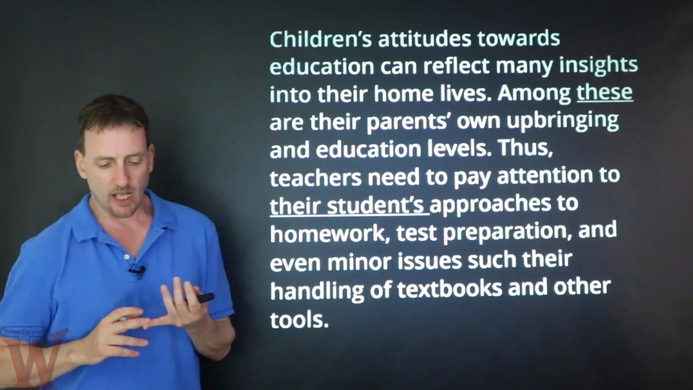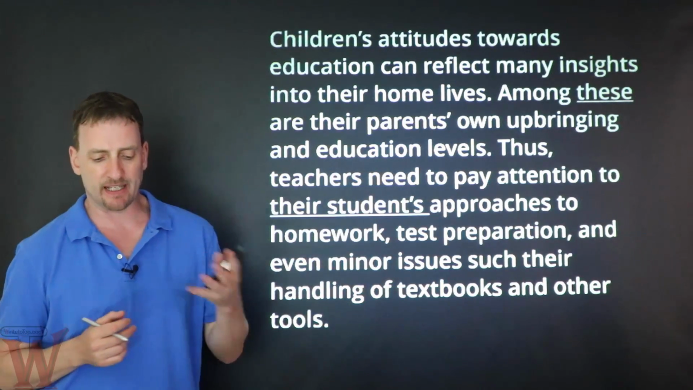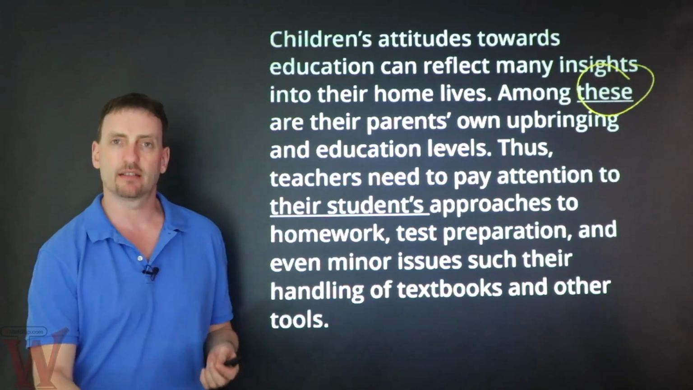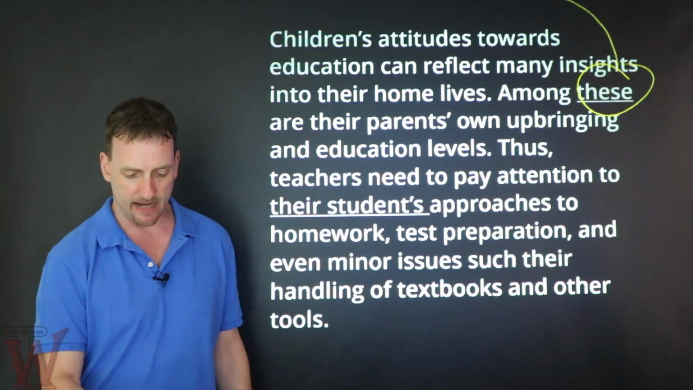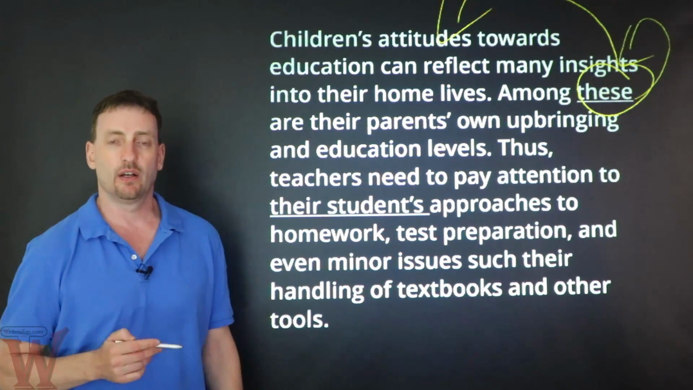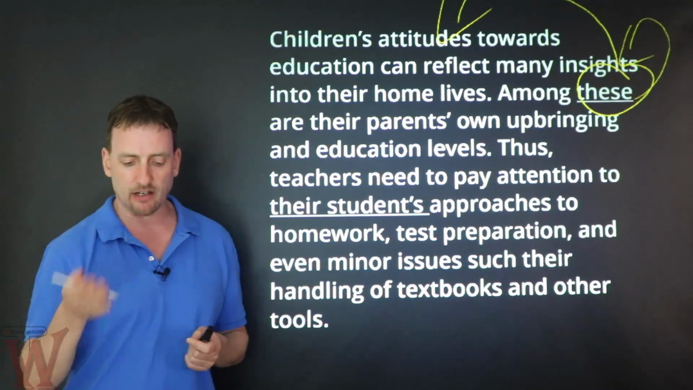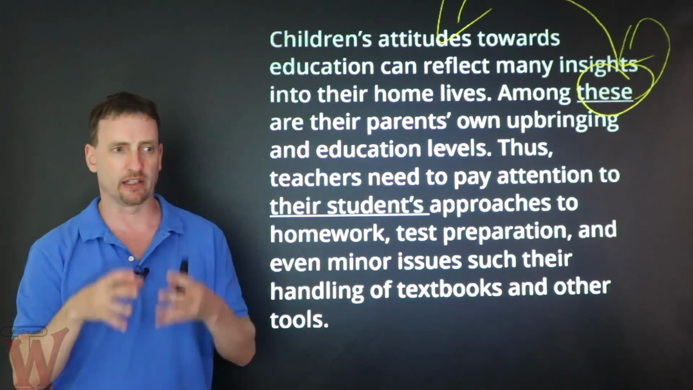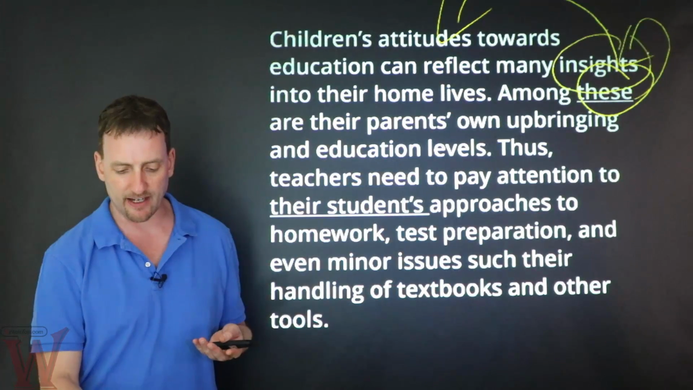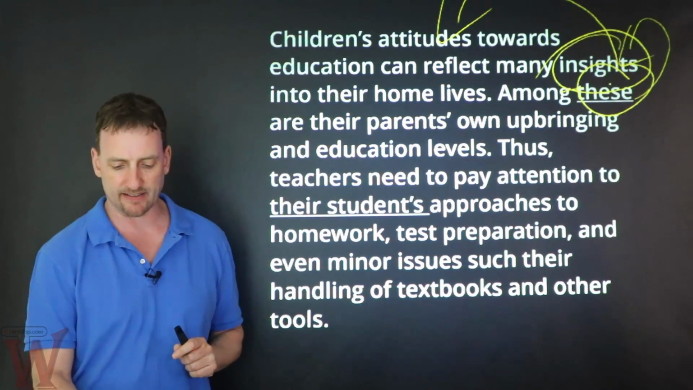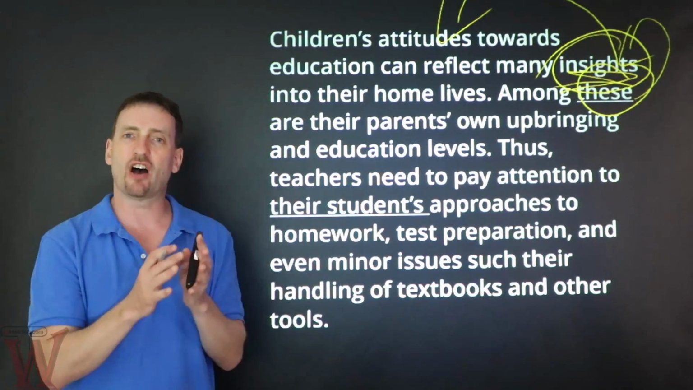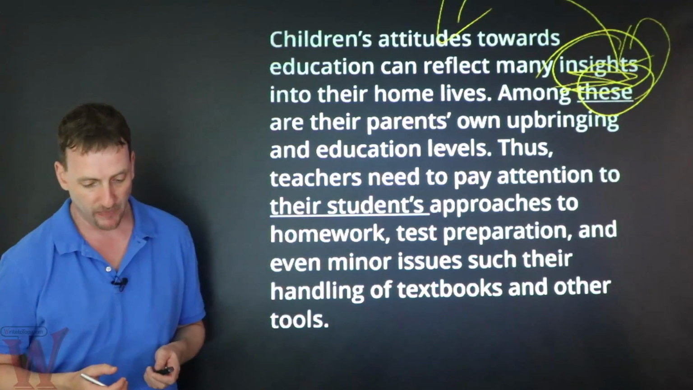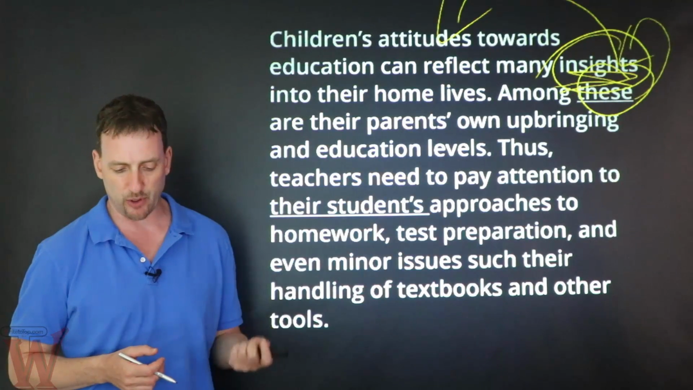Another example. "Children's attitudes towards education can reflect many insights into their home lives. Among these are their parents' own." Now, here, "these," you're asking, what does "these" refer to? Is it attitudes or is it insights? Well, let's read a little bit more. "Among these are their parents' own upbringing and education level." These are not attitudes, okay? These are the things that we can learn by observing the children. So it's obvious that they are insights. I don't need to introduce it again, especially since they're actually quite close to each other. If it's very obvious, no problem. If it's not obvious, reintroduce the noun that you're replacing. "Thus, teachers need to pay attention to their students' approaches to homework."